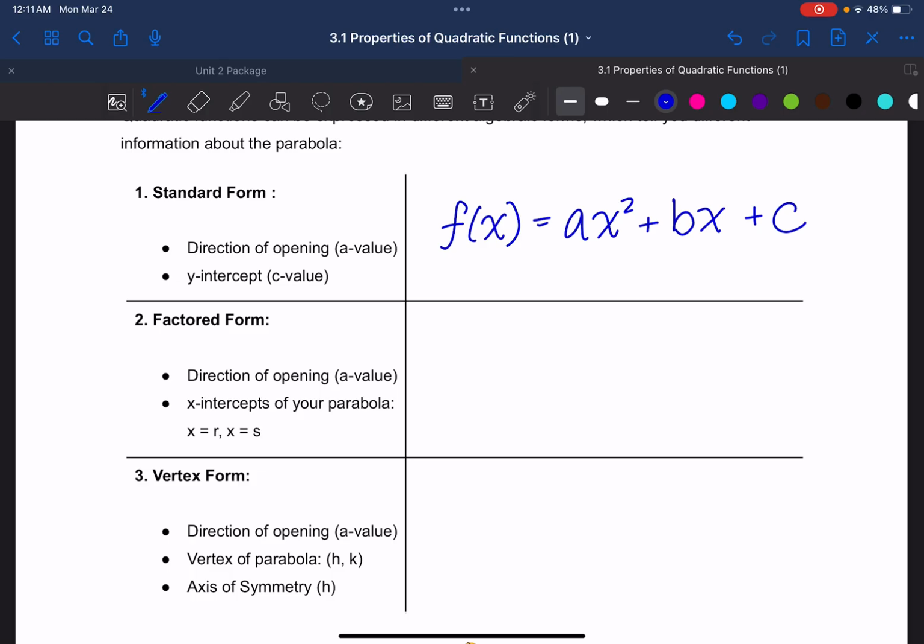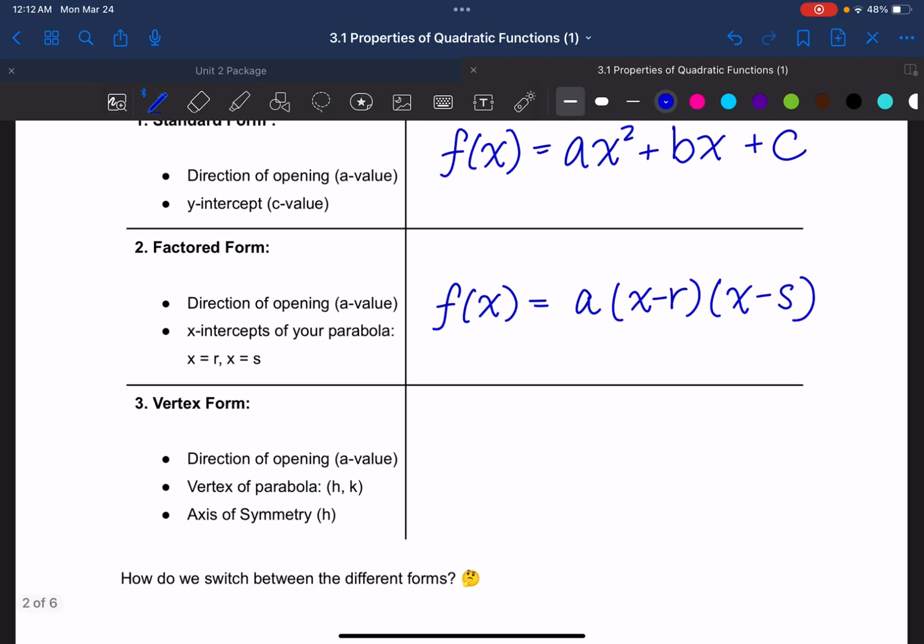More useful forms are, for example, factored form, which is in this format where you've still got f(x). You've got an a value in front, and then you have your 2 brackets, (x − r) and (x − s). So like, for example, in the last unit, for rational expressions, this was the form you were trying to get to. You were trying to get to these brackets. These are your x-intercepts. That is what r and s are. So they are telling you where your parabola is going to cross the x-axis. And similar to above, the a value can tell you the direction of opening.